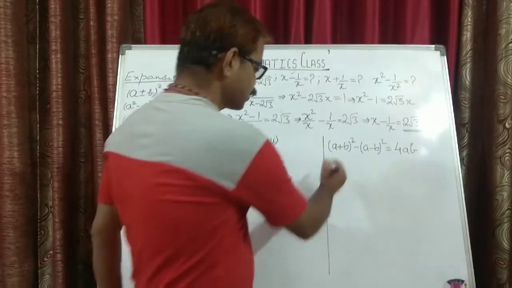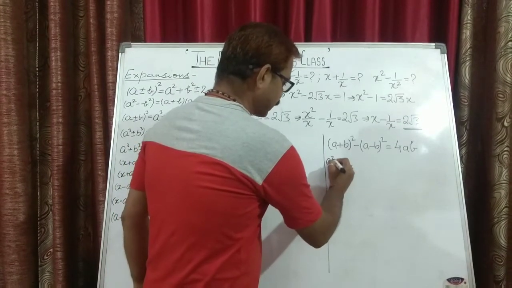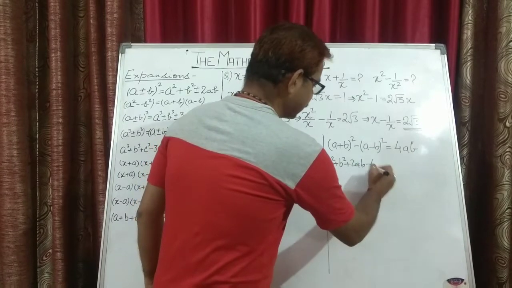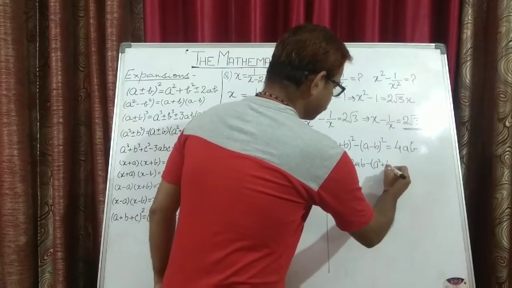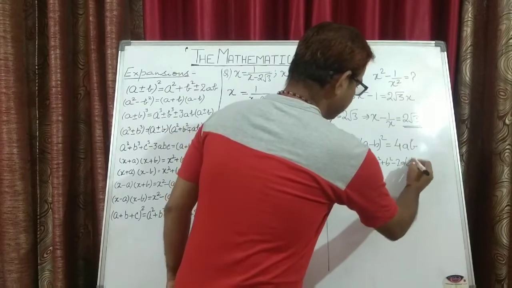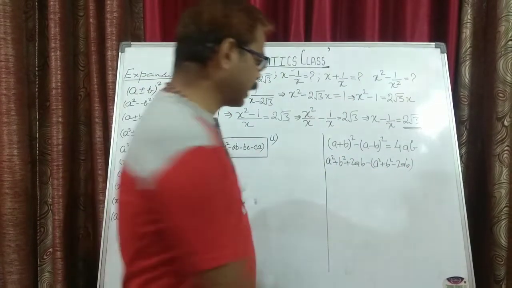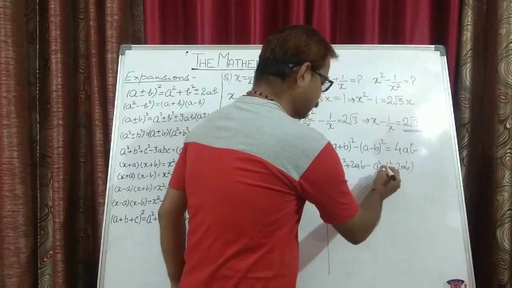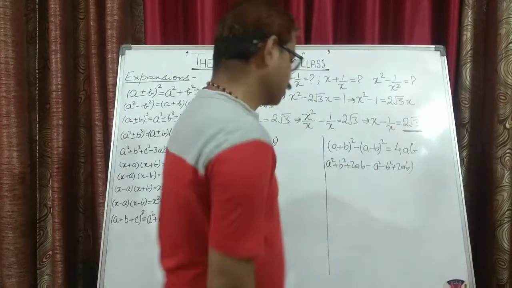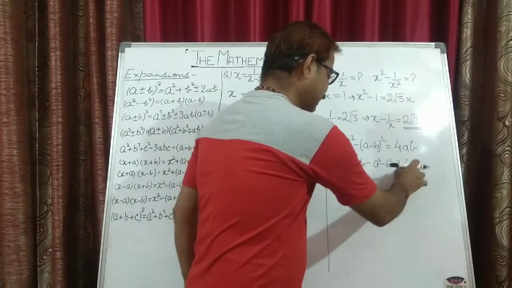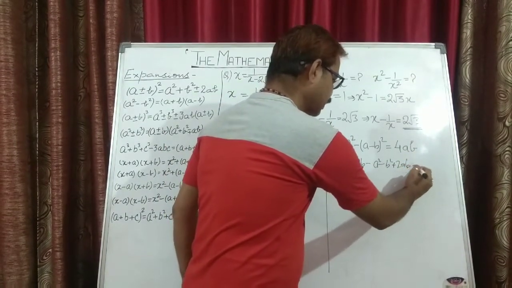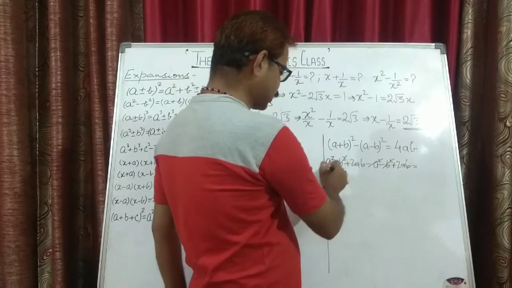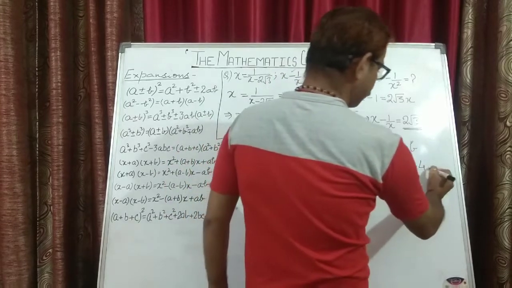How is it 4ab? We know that (a plus b) whole square is a square plus b square plus 2ab, then minus of (a square plus b square minus 2ab). Now when you open the bracket, this will become minus, this will also become minus, and this will become plus. So you can see that minus b square plus b square cancel, minus a square plus a square cancel, 2ab plus 2ab is 4ab.